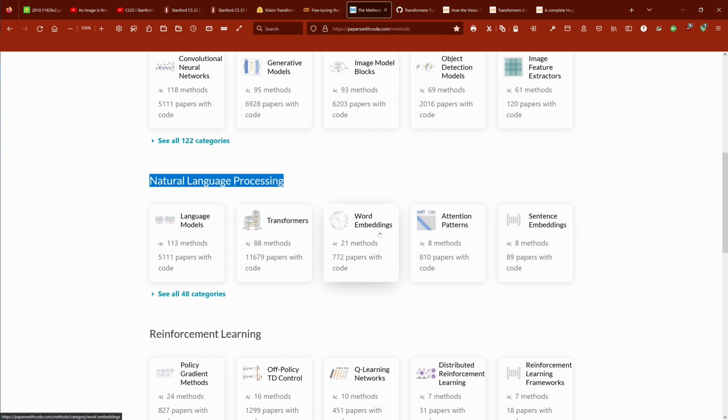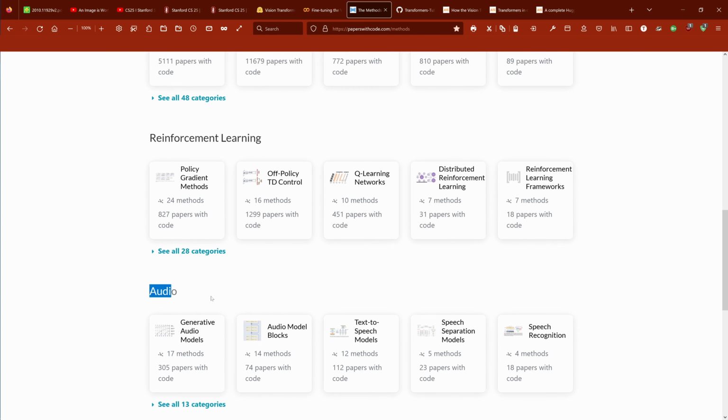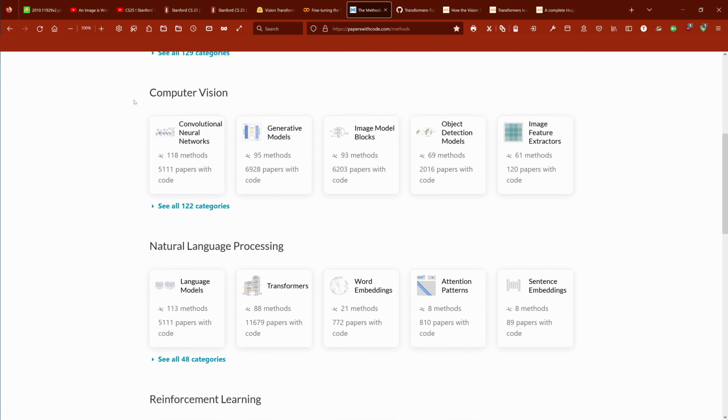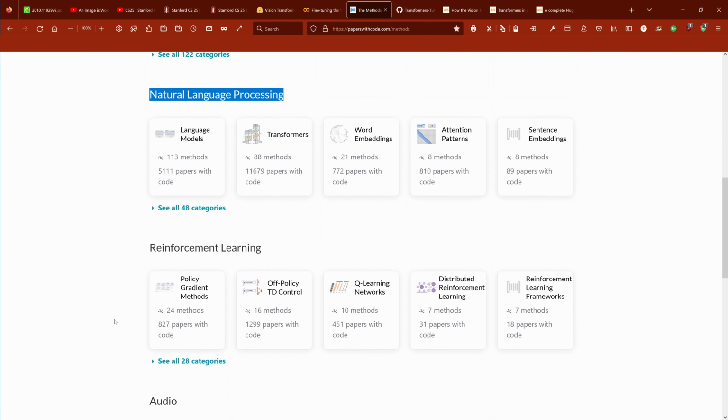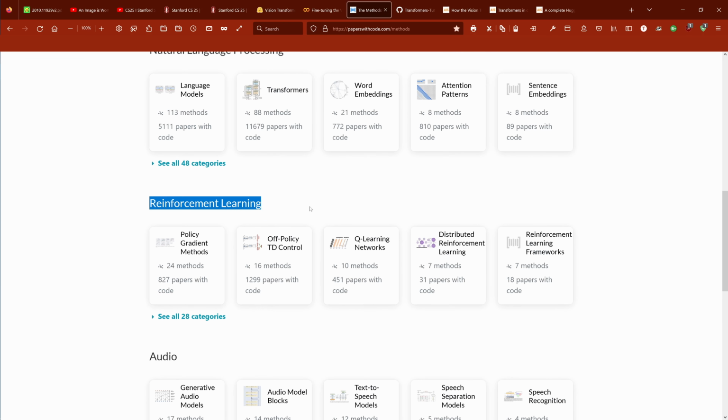Then of course we have our old-fashioned word embeddings, beautiful non-contextualized vector embeddings of our words. Then again attention, and then sentence embeddings. Yes, yes, yes, S-BERT, yippee! What else do we have? The next one is audio. So we have vision, speech, audio, and then we have reinforcement learning.